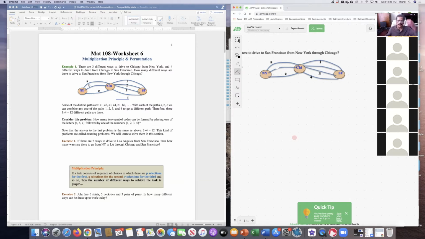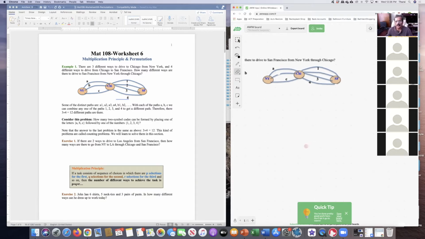So the question is, how many different ways are there to go from New York to San Francisco? If I combine the first path A to 1, A1 is one way. But the first path A combined with the 2 is another. Our question is distinct paths to go from New York to San Francisco. So A2 is another. A3 is another. And then B1, B2, B3. So altogether, how many are there?